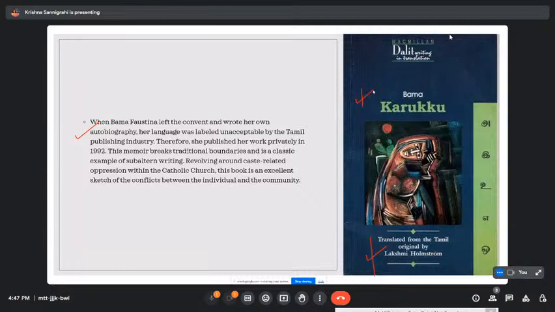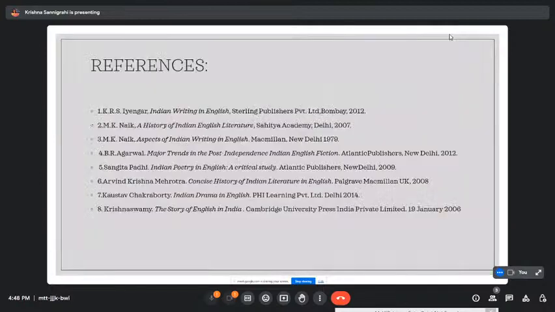So they are subalterns on the basis of caste, class, and gender, which makes this social position very, very difficult, and which makes Spivak question, can the subaltern speak? That is, whether voice is heard or not. So, revolving around caste-related oppression within the Catholic Church, this book is an excellent sketch of the conflicts between the individual and the community.